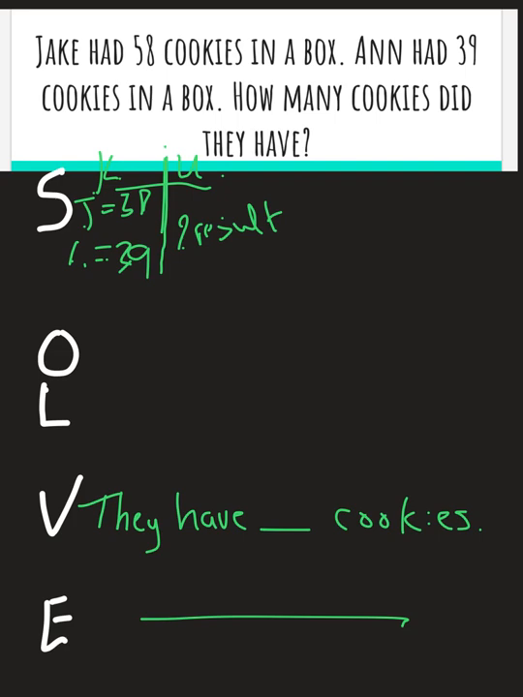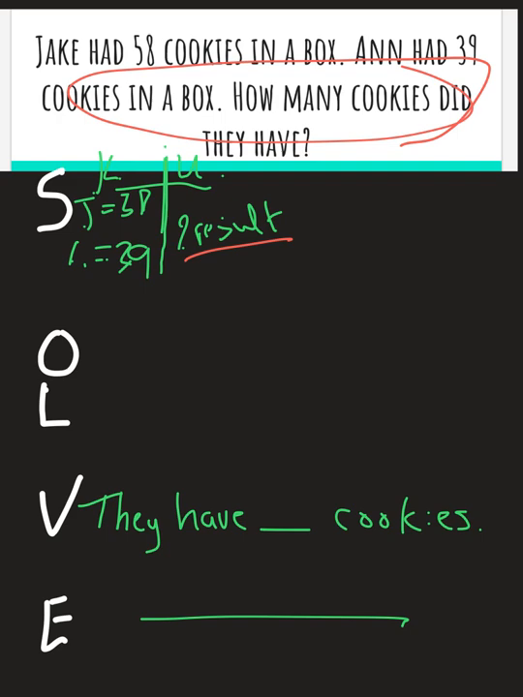We've got Jake had 58. We have Anne that had 39. We don't know the result. We don't know how many they have. So normally people would say, oh, we're adding these together. Yes, you are adding them together, but we first look at the problem and we say, well, what's happening?